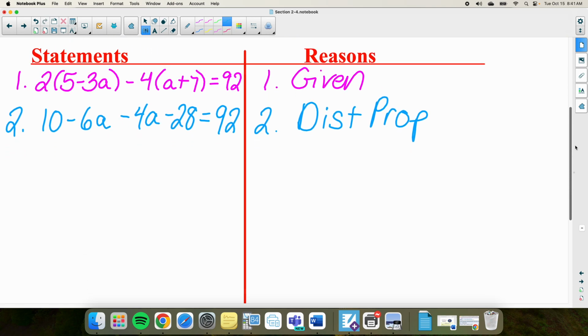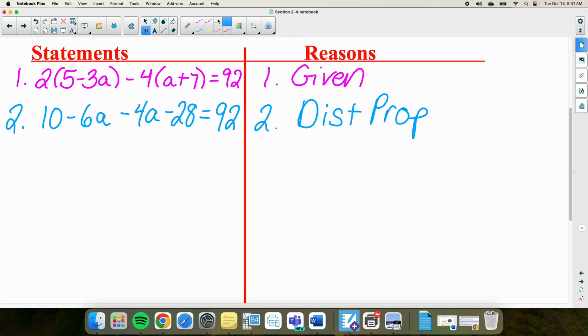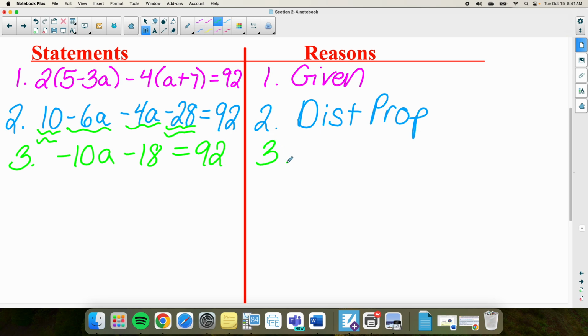Okay. What does it look like we need to do next? Simplify, right? We have to combine some like terms. I'm gonna put my a's first, you guys. So I'm gonna combine the negative 6a minus 4a. What would that be? Negative 10a, very good. Okay, how about 10 minus 28? What's that? Negative 18, very good. And that equals 92. And what is that called when I just combine like terms? Simplify, very good.